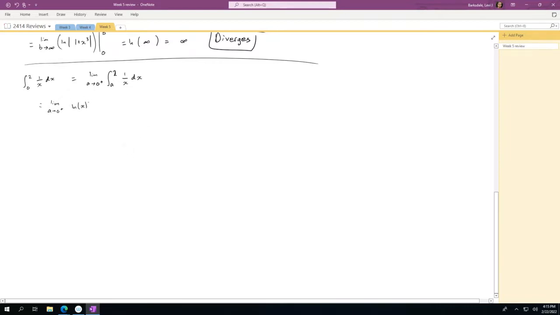So I'm taking the natural log of x. Since x is always positive, I'm ignoring my absolute value bars. And I'm going from a up until 2. This is the natural log of 2 minus the natural log of 0 from the right. This approaches negative infinity. Yeah, sorry. In other words, if we sketch out a quick graph of natural log, as natural log goes to 0 from the positive direction, it goes to negative infinity down here. And this is, of course, infinite, so this diverges as well.